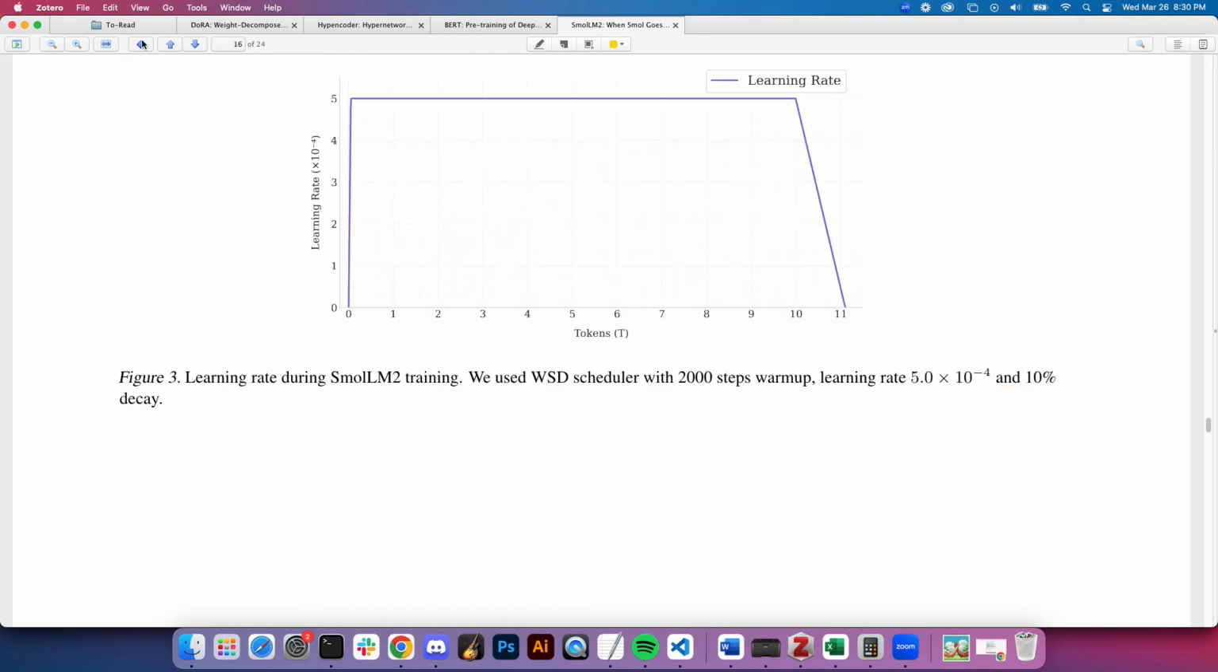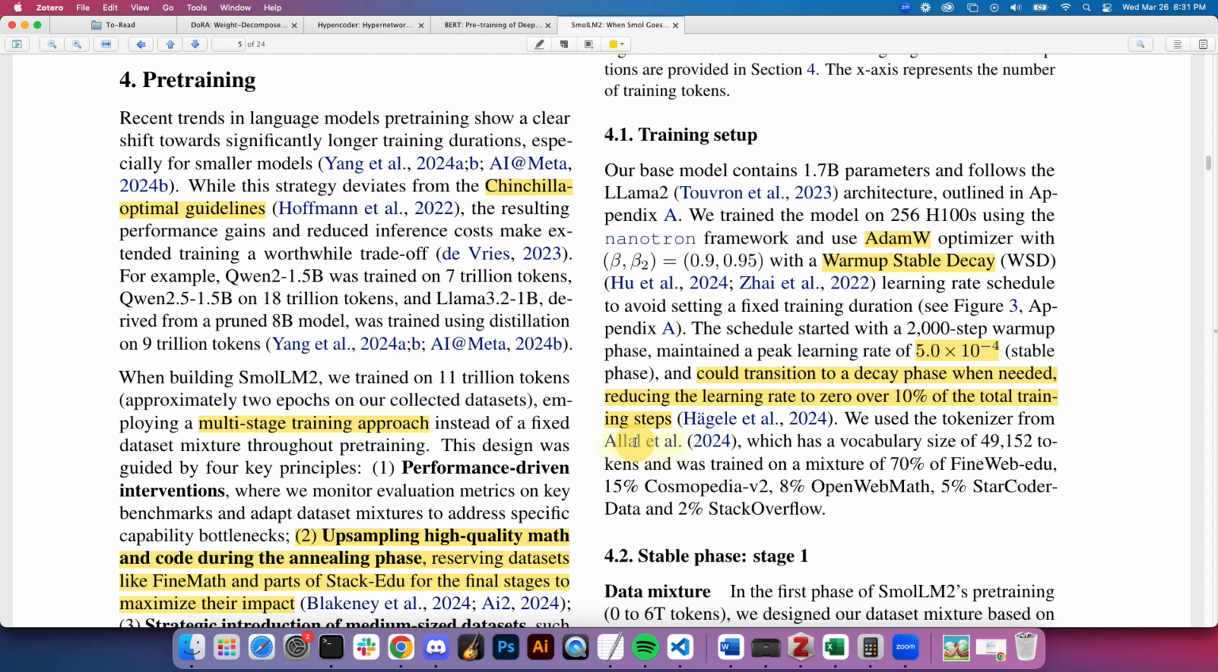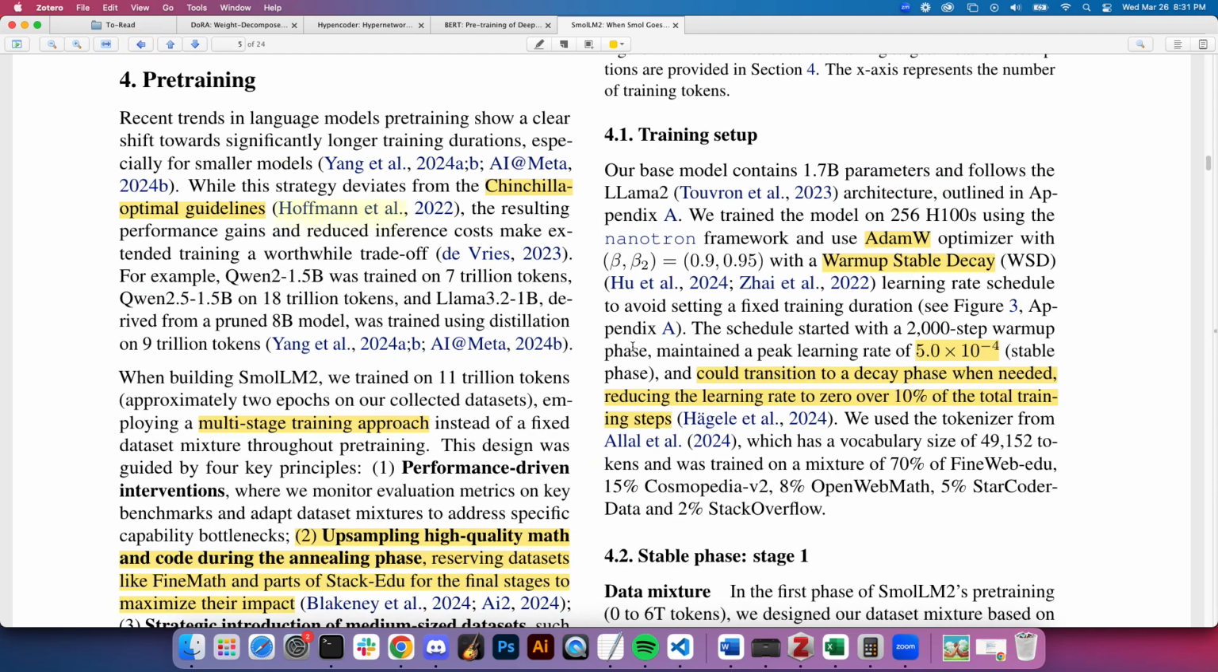And here's the learning rate schedule. Peak learning rate of 5e-4. And could transition to a decay phase when needed, reducing the learning rate to 0 over 10% of the total training steps. So I think this is that evaluation strategy, I think. Tokenizer from here, which is SmolLM, and it was trained on a mixture of this.